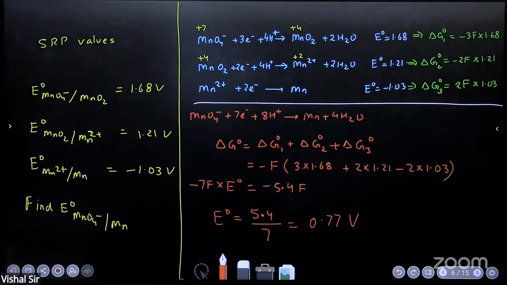Let's do one more of this type where we have to add two oxidations or two reductions. Let's see this one more problem today.